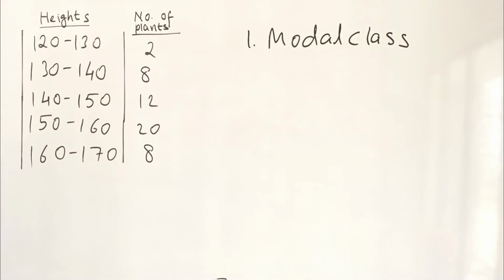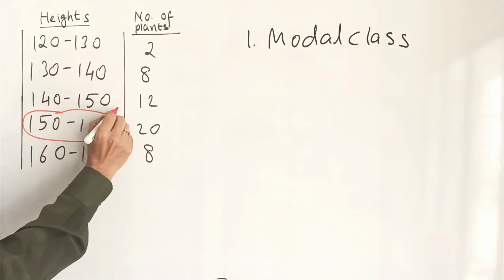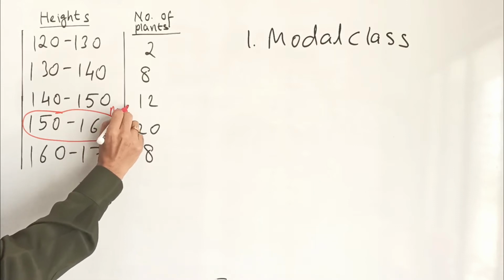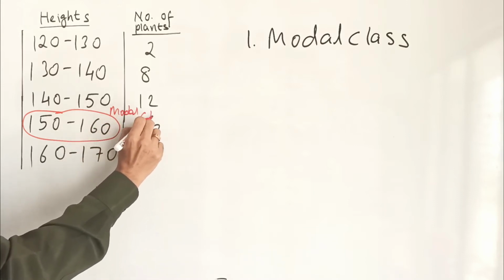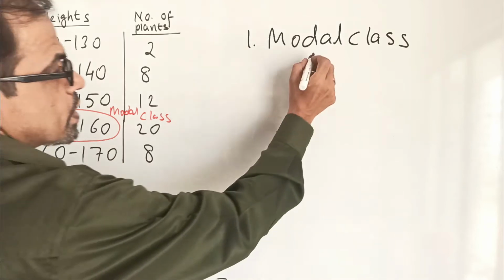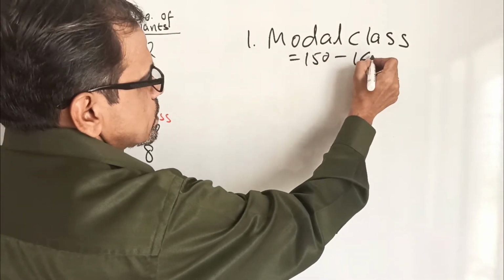So for this, step number 1, we have to locate the modal class. See, what is the meaning of modal class? Modal class means the class having the maximum frequency. In this data, the maximum frequency is 20. So this is our modal class. I am writing here, this is our modal class. Okay student, 150-160. So you will write here, our modal class is equal to 150-160.